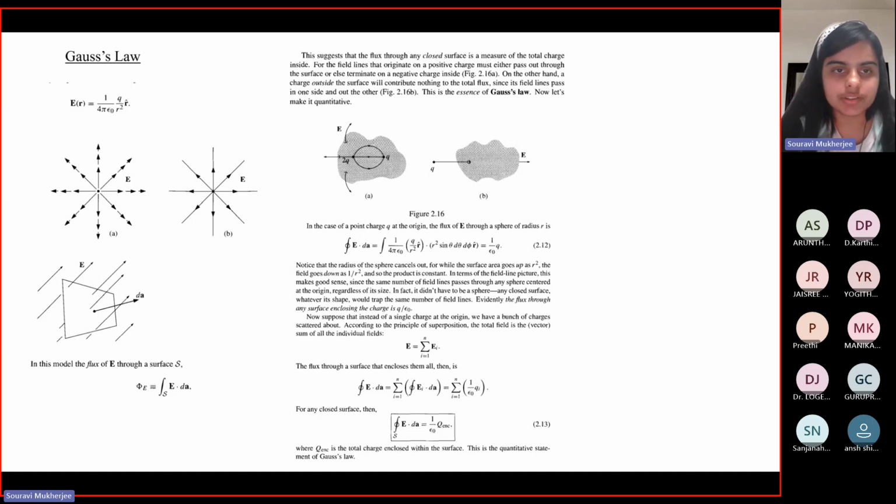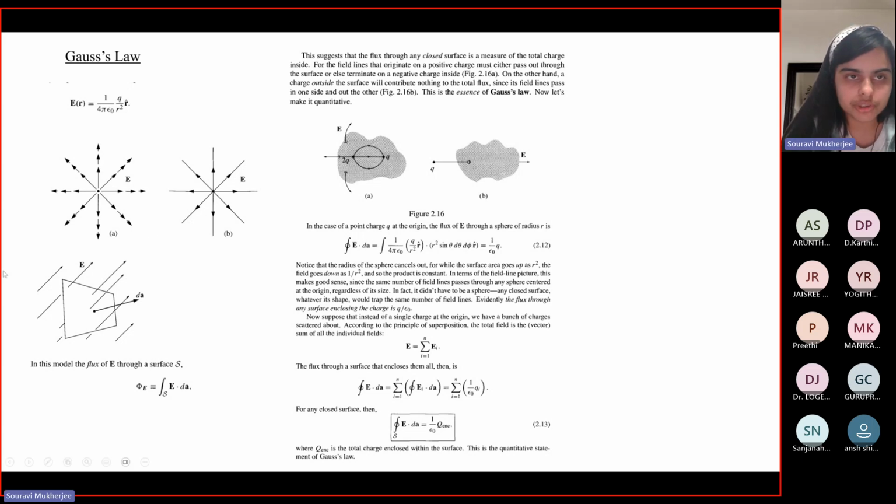And as you know, in the last class, this is how the electric field will look for a point charge, right? And you know that this is how the field lines look. If you have a positive charge, the field lines are emanating from the charge. If you have a negative charge, the field lines come towards the charge, right?